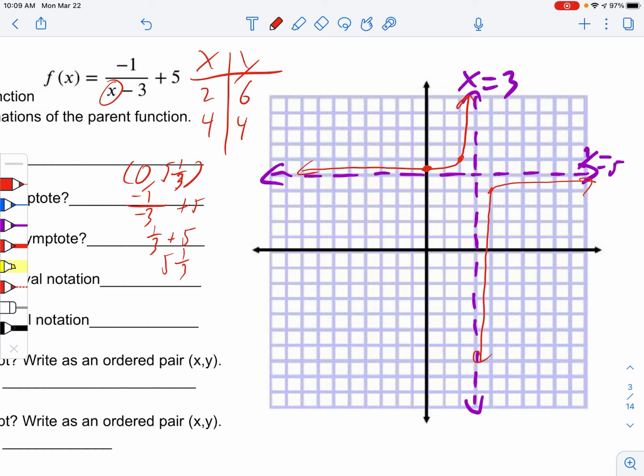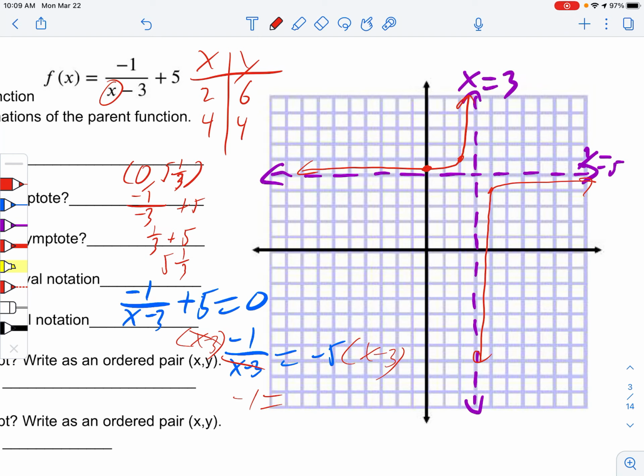Okay, now let's do the x-intercept, which is a little bit harder. That's when y equals 0. So we're going to set this expression equal to 0. So I'm going to subtract the 5 from both sides. I didn't give myself much room to work with here, but I'll make it work. And then what we're going to do is multiply both sides by the x minus 3 to clear out the denominators. So they cancel out on the left, leaving us just with that negative 1.